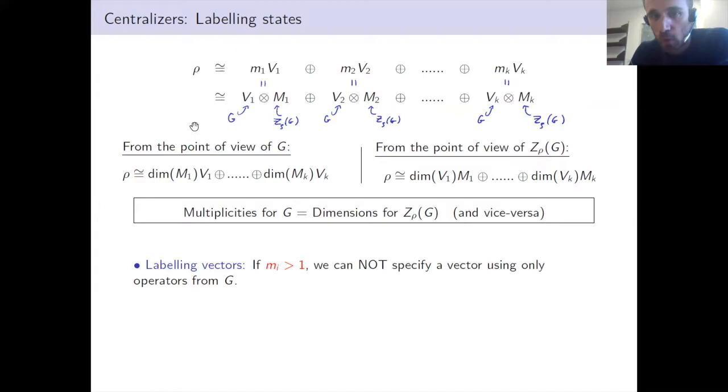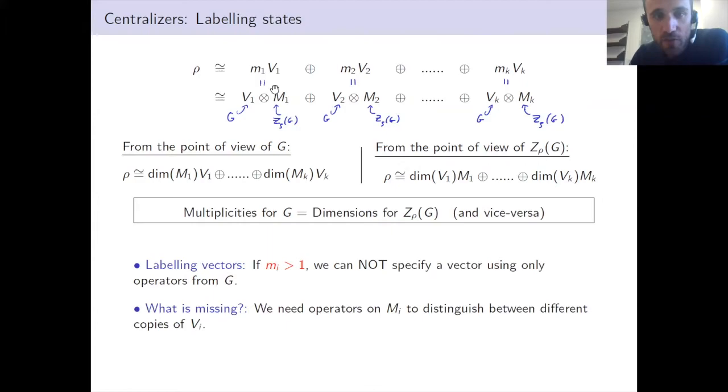Okay. So what's the solution? It should be obvious. We need to distinguish vectors inside these auxiliary spaces, these multiplicity spaces. From G, it's impossible. But there is an algebra of operators which tells how to do it. It's the centralizer, because the centralizer is exactly acting on these spaces. So we need to find operators acting on, say, M1, and they come from the centralizer. So now the centralizer will be able, almost by definition, to distinguish between different copies of the same representation of G. And so if you start with a maximal commutative algebra of operators from G, it's not enough. You must complete it using operators coming from the centralizer.